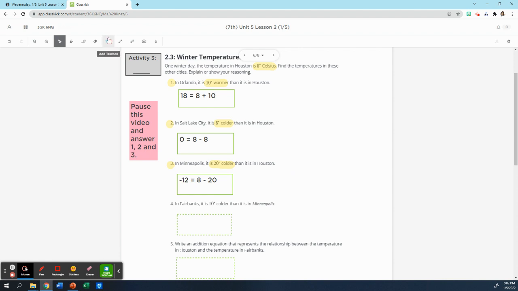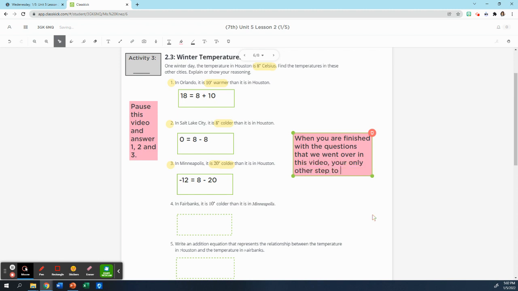Remember that today's learning target was to be able to add and subtract positive and negative numbers. For the most part, we focused on the context of temperature. When you are finished with the questions that we went over in this video, your only other step to catch up from class today is to complete tonight's homework on Freckle. Once you've done tonight's homework on Freckle, you're ready to go for tomorrow, and you've covered everything that we did on Wednesday.